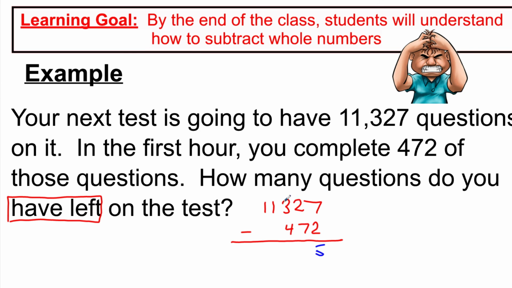I do need to borrow here, so I'm going to turn this into a 2, so I can make the tens place a 12. 12 minus 7 is 5 as well. Again, I've got a 2 and a 4 here. That's not good. 2 is too small, so I'm going to come here and turn this into a 0 so that I can make this a 12. 12 minus 4 is 8. And then I have a 0 that can come down because there's nothing in that spot. And I have a 1 that can come down because there's nothing below it in the second number. So it looks like after the first hour, you have 10,855 questions remaining.